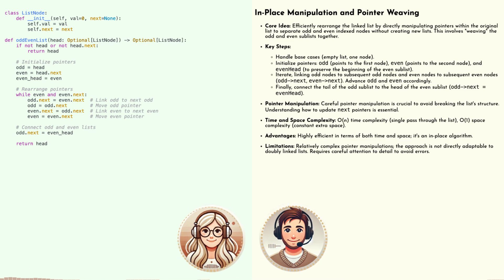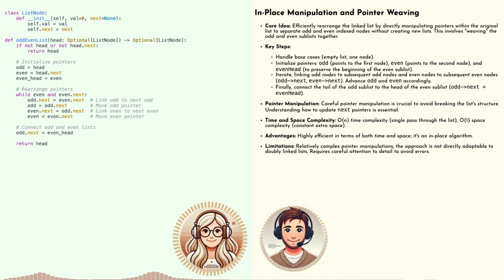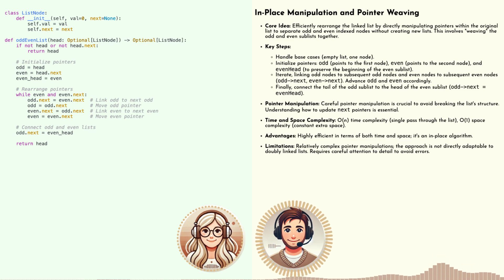Okay, let me visualize this. What if we start with two pointers, one at the beginning of the list and one at the second node? Maybe we could call them the odd pointer and the even pointer. I like where you're going with this. Now, how would you move those pointers to start separating the odd and even nodes? Let's see. If we have the odd pointer at node 1, maybe we could make it skip over node 2 and point directly to node 3. That would effectively detach node 2 from the odd sequence.